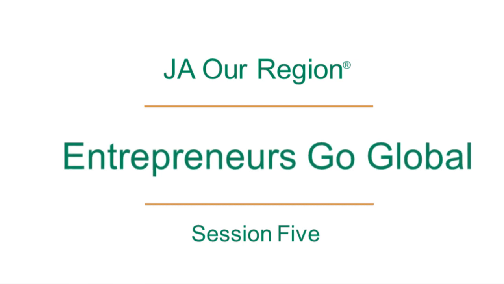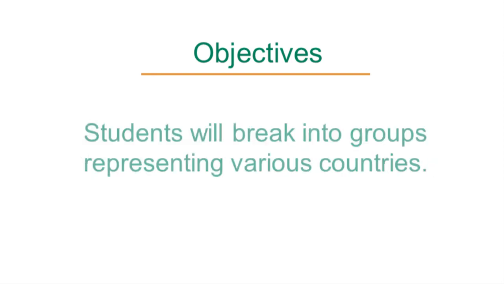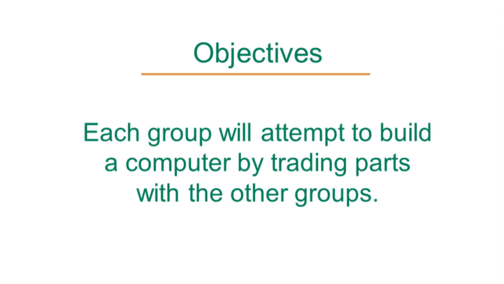In Session 5, Entrepreneurs Go Global, you will demonstrate supply chain dynamics using a manufacturing and trade example. Students will break into groups representing various countries. Each group will attempt to build a computer by trading parts with the other groups.